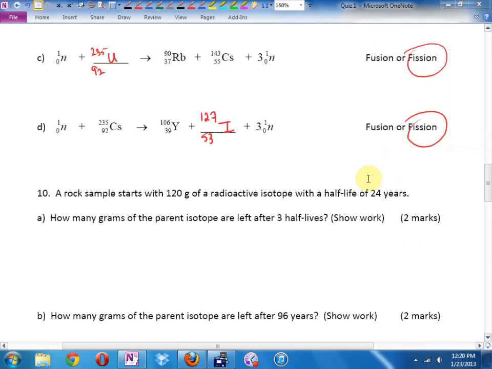Half-life, full disclosure, Laura, I don't think I nailed the half-life lesson anywhere close. I'm going to be retyping that lesson over the summer, but we're stuck with what we got.